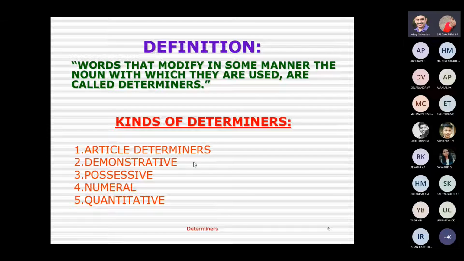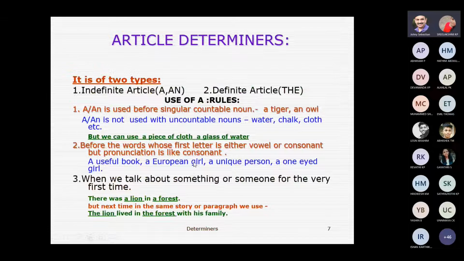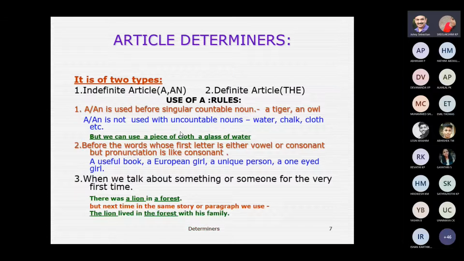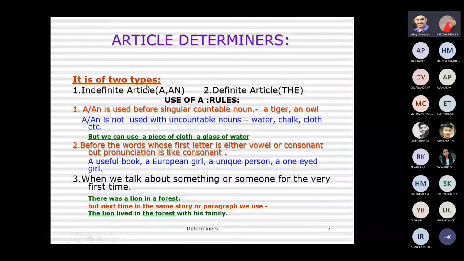Now coming to the first type, because in the previous slide we said that there are 5 varieties. Out of that, the article determiner: the article doing the function of a determiner. It is of 2 types. We have studied in the lower classes also that articles are categorized into 2 different categories: the indefinite article and the definite article. The indefinite articles are a and an. These are the examples of indefinite article, and the definite article is the.